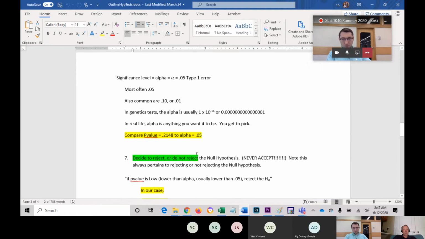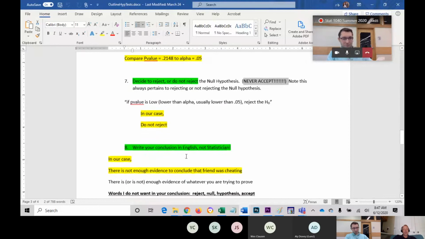Step number 7, you have to decide whether to reject or do not reject. We never use the A word, even though I spelled it out for you there, okay? And this is also the most horrible part: when students get the first 7 steps correct, and then you have to write your conclusion in English, not statistician. I want you to use plain English. I don't want you to use reject, do not reject, hypothesis, or any of those words.